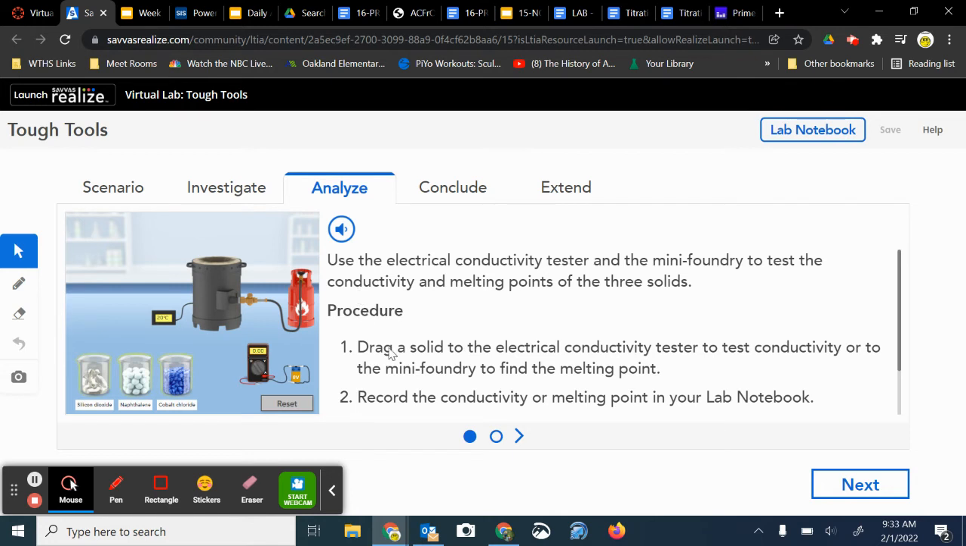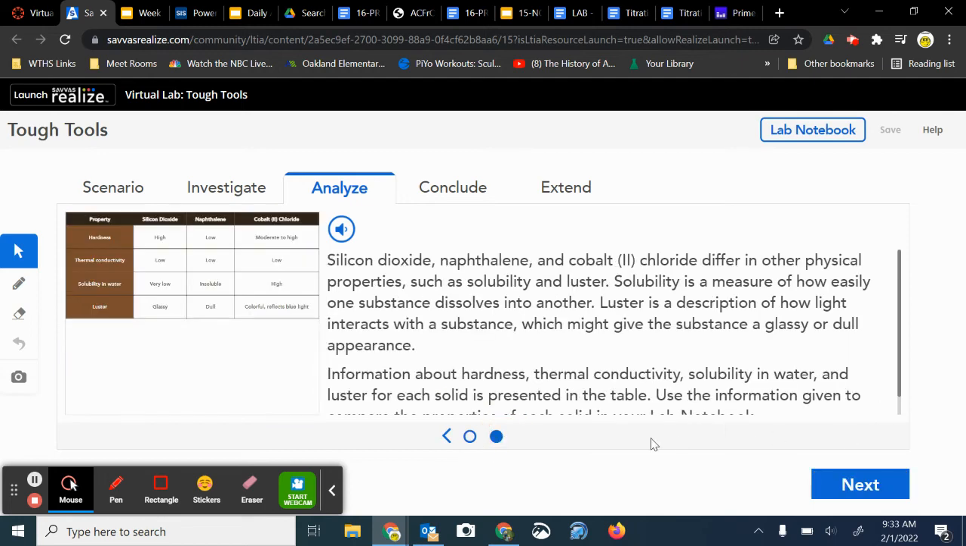And then this is your analyze portion. So I want you to notice there are 2 dots at the bottom. So the first one is blue. That's indicating we're on this page right now. And there's one more page before we can move on. You'll notice the next box is white, not blue. So once you click to the next page to read that, you'll see it lights up.